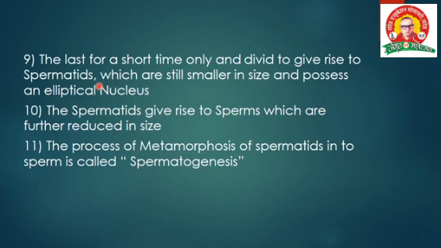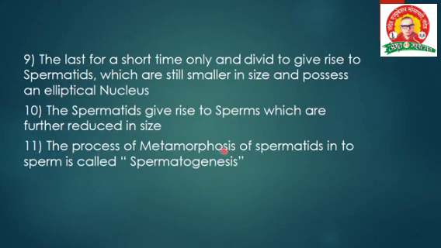Spermatids are the last but one point in the formation of sperms. Before the sperm, spermatids are formed, which are still smaller in size, with a nucleus. The spermatids give rise to sperms, which are further reduced in size. Okay, spermatids give rise to the next and last process. Spermatids are the last but one. After spermatids, what do they give? They give the sperms, which are reduced in size. Lastly, the sperms are formed in the testes.